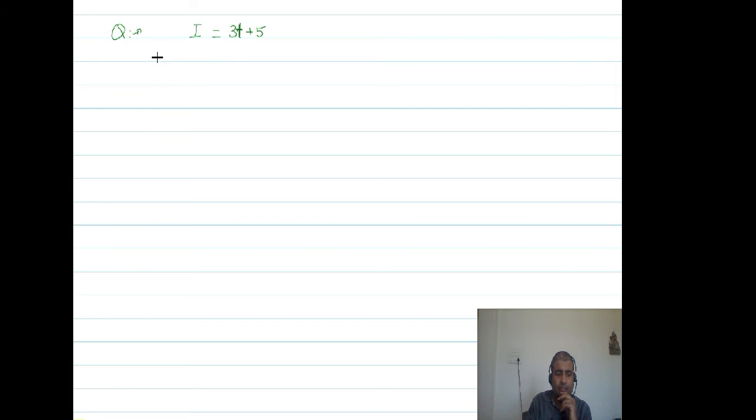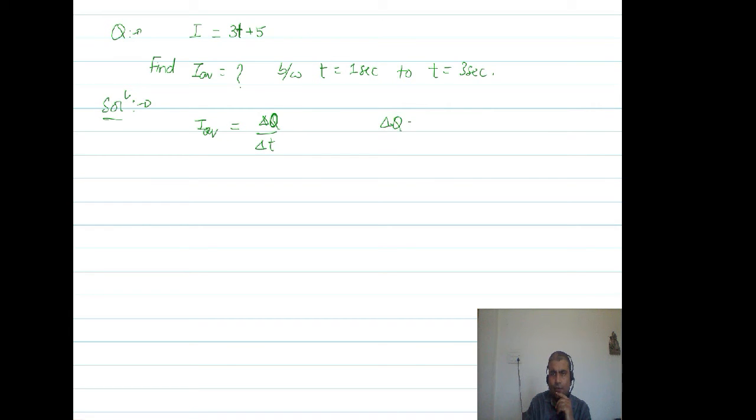So in this question, what we are supposed to find? We are supposed to find average current between t equals 1 second to t equals 3 seconds. Right? So many of you will go through this formula that average current is delta q by delta t. So in order to find delta q, what do we do? In order to find delta q, we'll have to integrate this I like this.